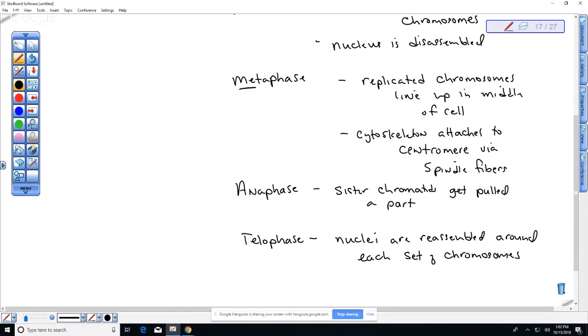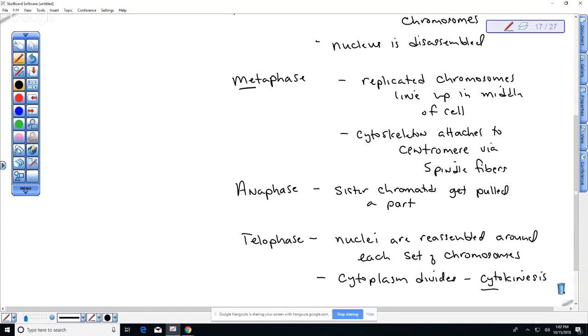And then we also have the dividing of the cytoplasm. So the cytoplasm divides. And this is called cytokinesis. So cyte means cell, kinesis means separating, right? So cytokinesis happens when the cytoplasm divides into half.